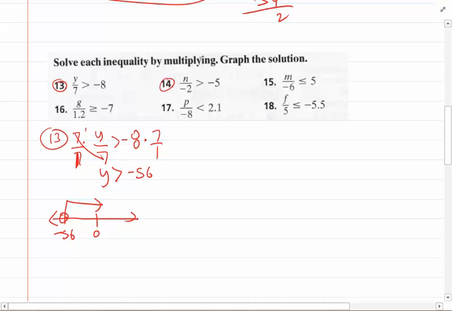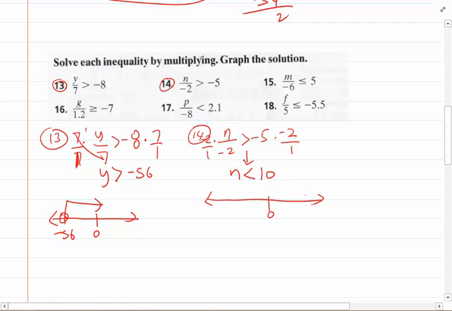Let's look at number 14. n divided by negative 2 is greater than negative 5. And this time we have to multiply both sides by negative 2 over 1. And remember, if we multiply or divide by a negative, you have to flip the inequality. Negative 5 times negative 2 is positive 10. If you have to graph this, positive 10 is over here. Less than 10, open circle going left.